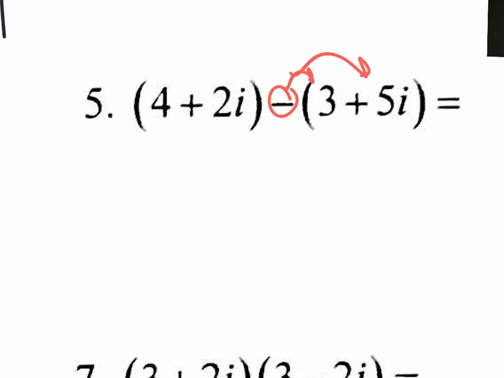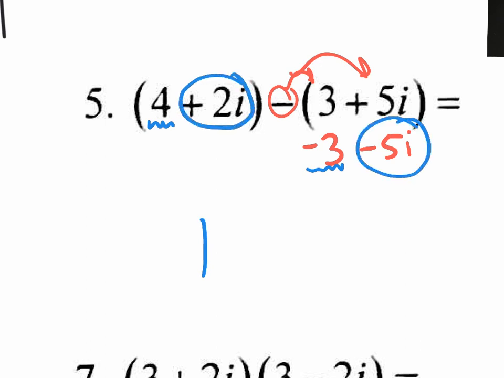Distribute the minus sign. You're going to end up with a negative 3 with the minus 5i. And then after that, you just combine like terms, right? Now, since you want your answer to have the real part first, let's take this real number 4, combine it with the real minus 3. What do you get? The real 1. And then combine your imaginary 2i with your imaginary minus 5i. What do you get? Minus 3i. There's your answer.